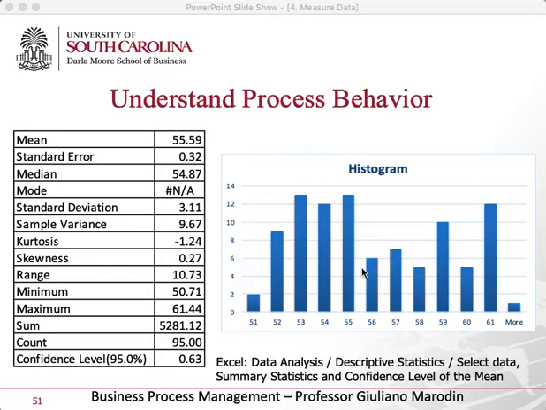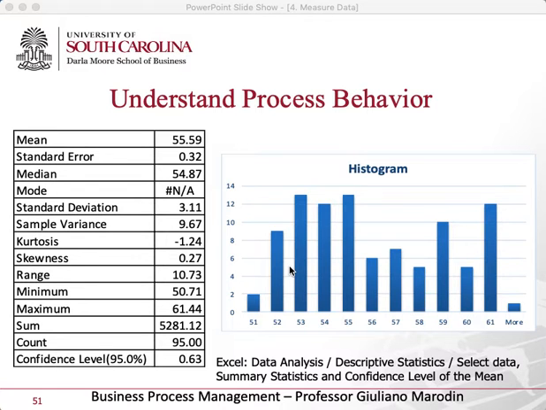So the next step is taking a look at some descriptives, right? Remember the histogram is the graphical part that tells you the story in a graphical way, but we want to have some analysis as well. So now we're going to run descriptive statistics. Here you have the path in Excel, and I'm also going to explain what it means.